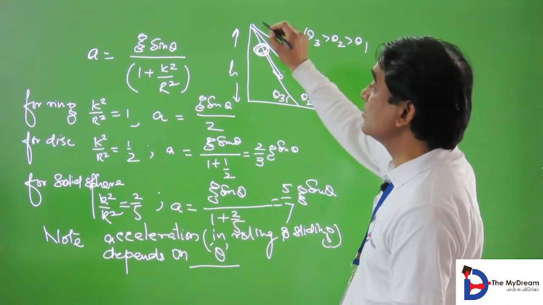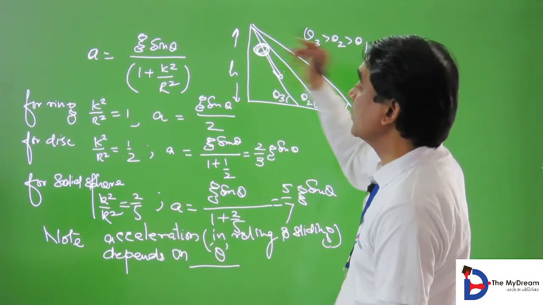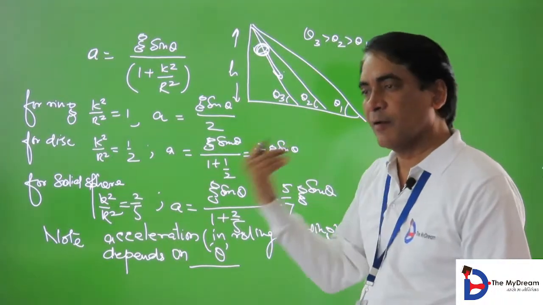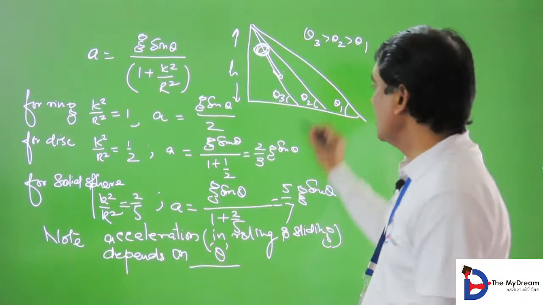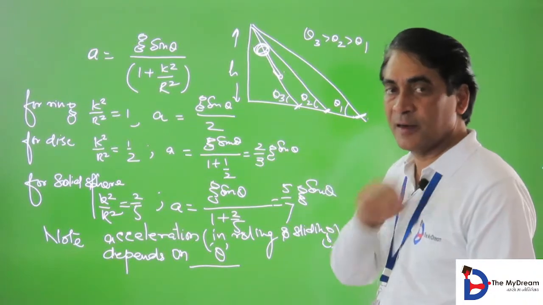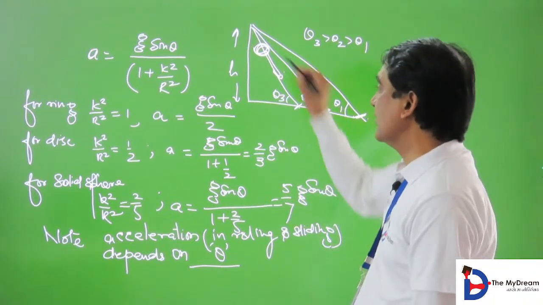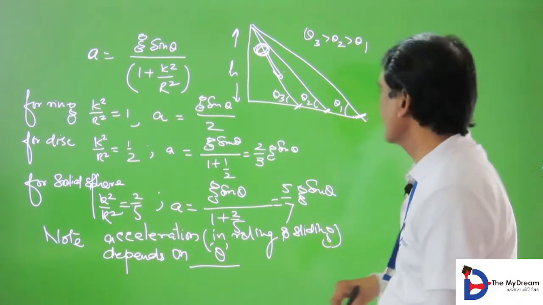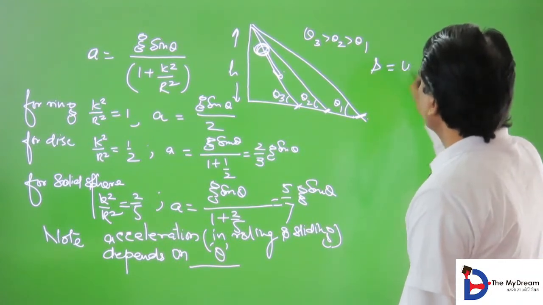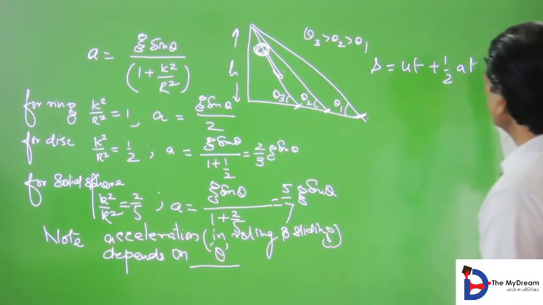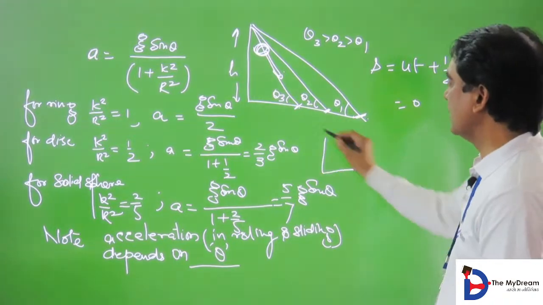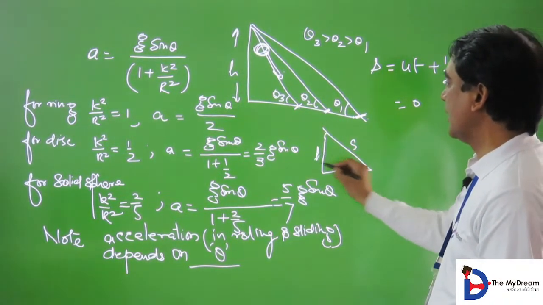Which one will reach first? In the same cases, the velocity remains same, because all three attain the same linear velocity, since it is independent of theta. Now we are talking about the time. This is 0, this is the displacement s, I drew it just now. This is the height h.